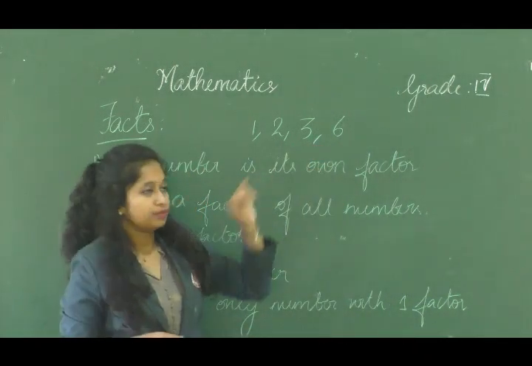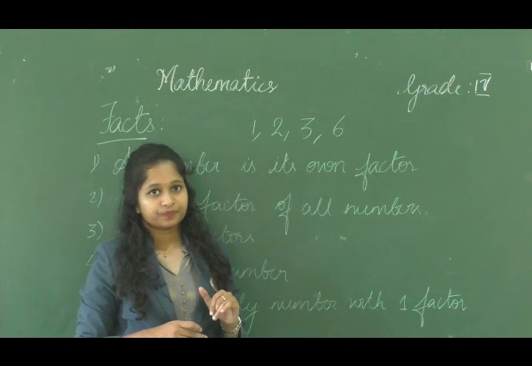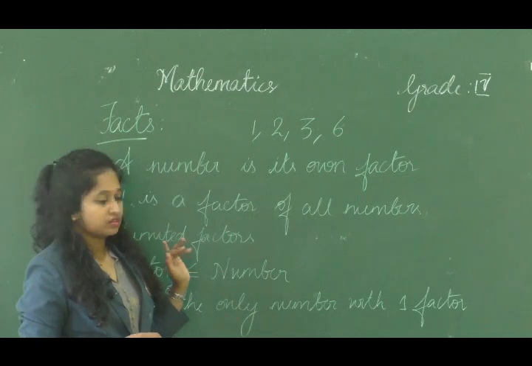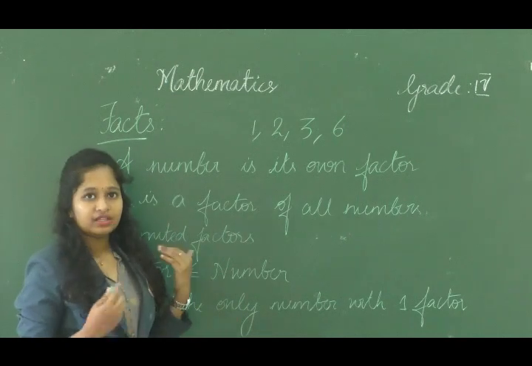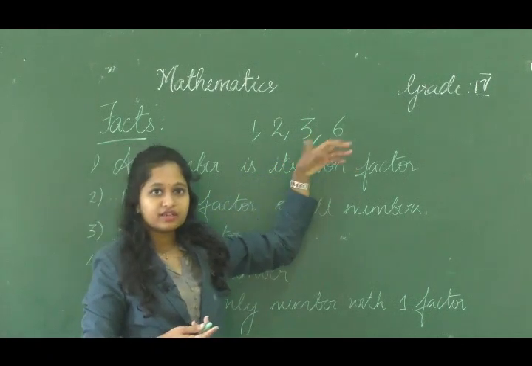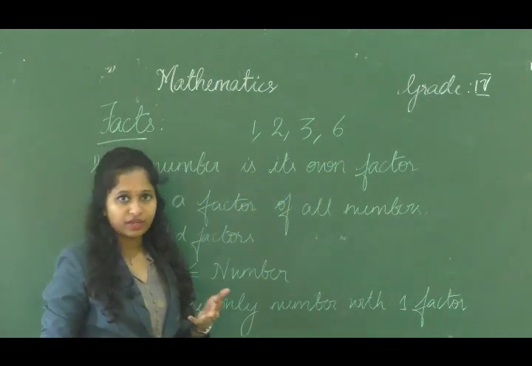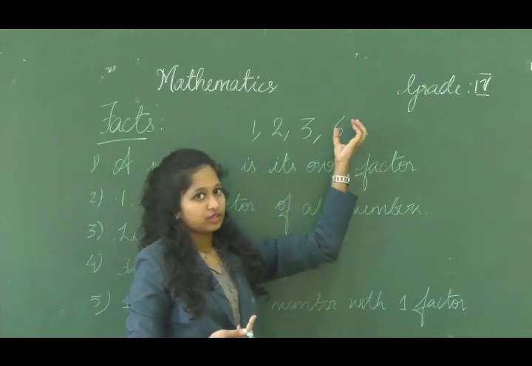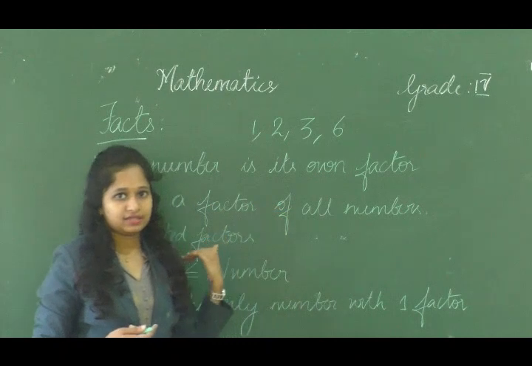Let's take the same example of factors of 6. Here factors are less than or equal to the number. Is there any number greater than 6? No, right? All the factors are less than 6, including 6 and less than 6.